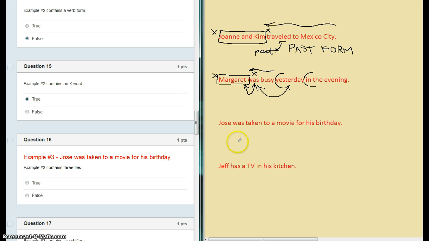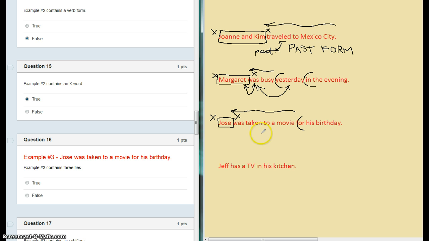Let's take a look at example number 3 before we do anything with it. Jose was taken to a movie for his birthday. For his birthday, Jose was taken to a movie. There's an end shifter. The X word is was. Was Jose taken to a movie? Jose is the subject. Everything from the subject to the end of the sentence or the end shifter is the predicate.